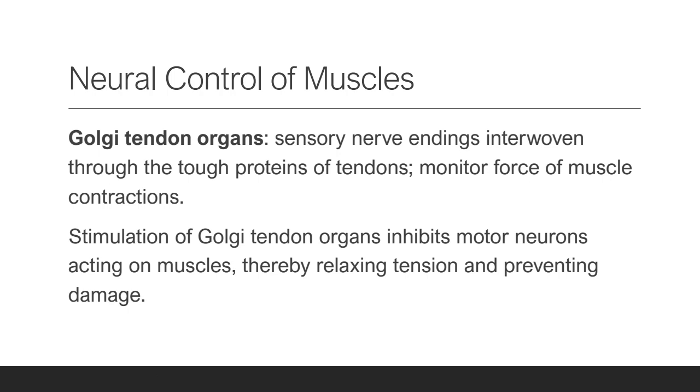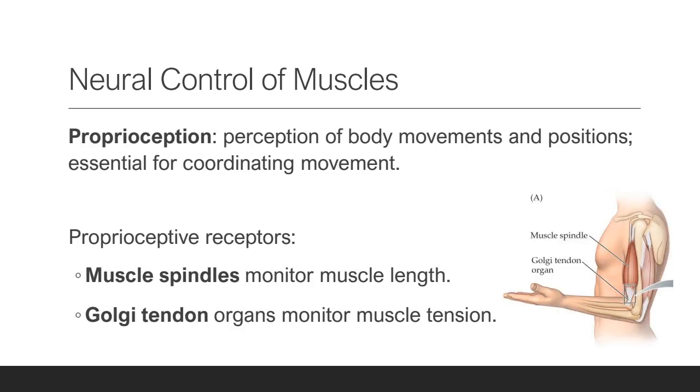So last point here, coming back to another aspect of Chapter 8, proprioception. Again, this is perception of body movements and the position of our body in space. This is important for coordinating movement. And we get proprioceptive information about the position of our body and what our body's doing from the muscle spindles and from our Golgi tendon organs.